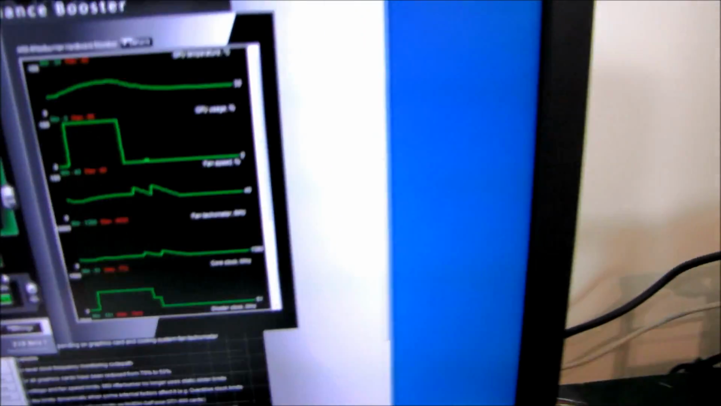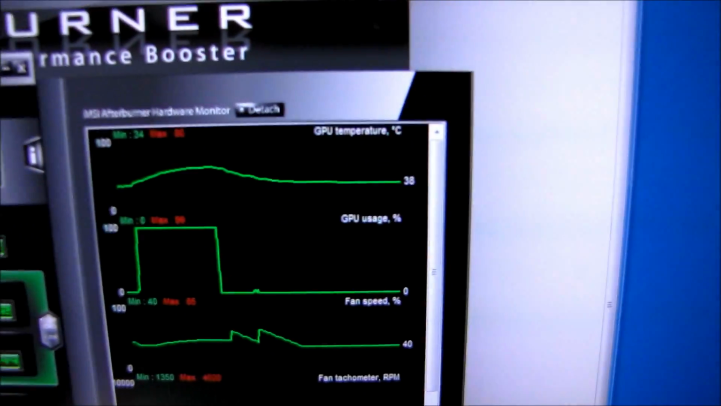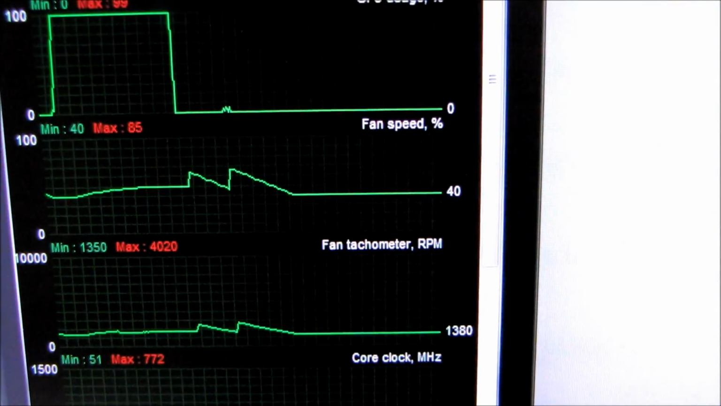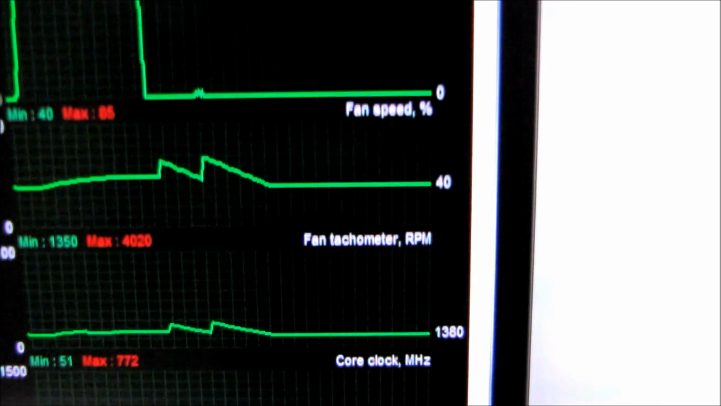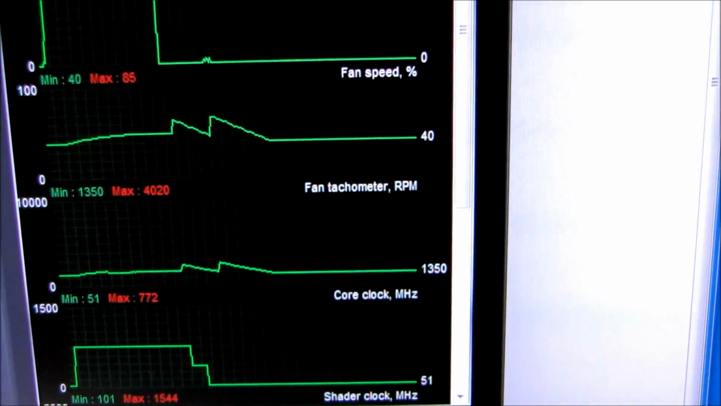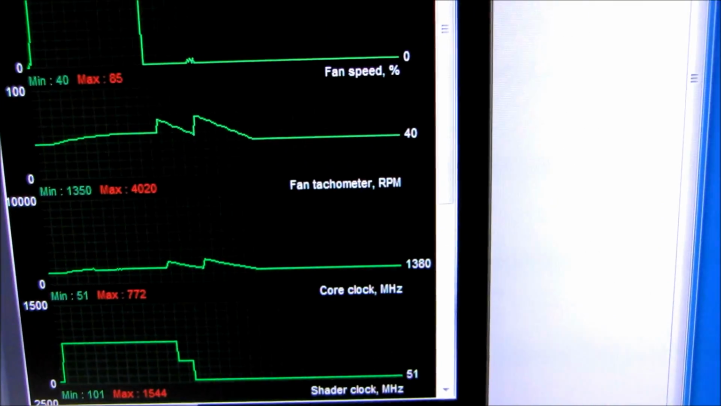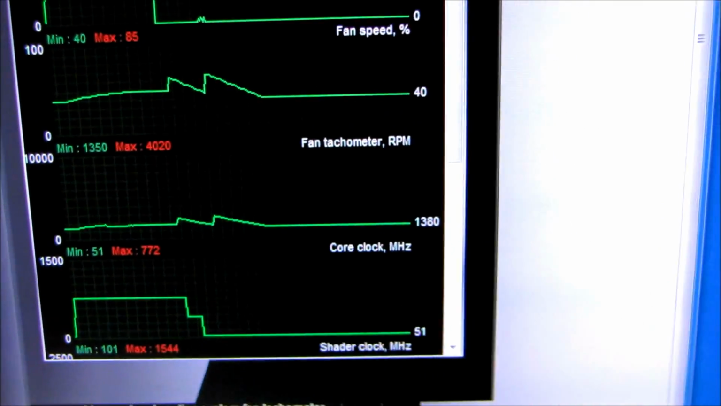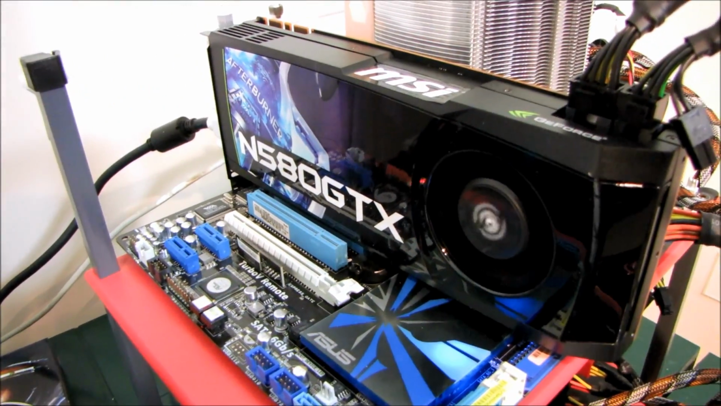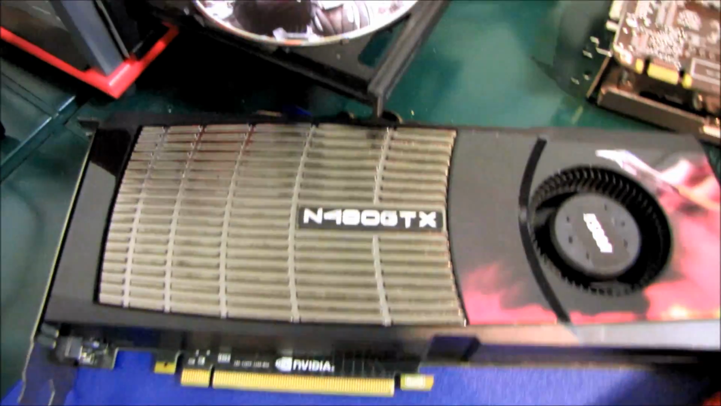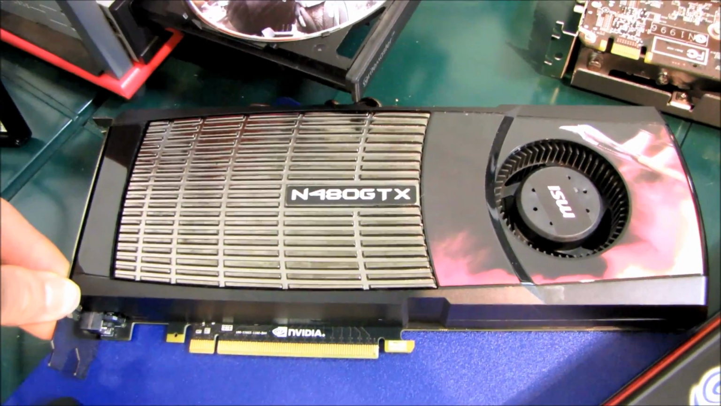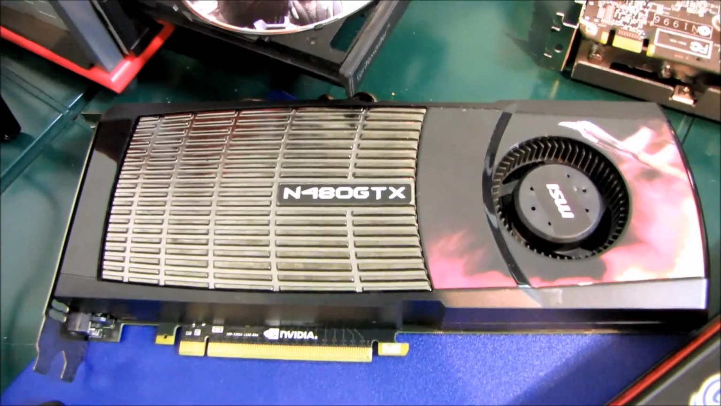So our idle temperature for this brand new GPU from NVIDIA is actually 38 degrees, and it does that at a fan speed of about 40%, well, exactly 40%, which equates to almost 1400 RPM. So that's fairly straightforward, isn't it? I'll show you the load temperatures as well as compare it to its predecessor, which was often criticized for running too hot, the GTX 480.